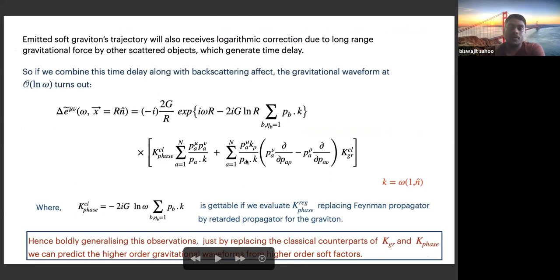And one also has to take care of the backscattering effect, due to the long range interaction of the gravitational wave by the matter particles.